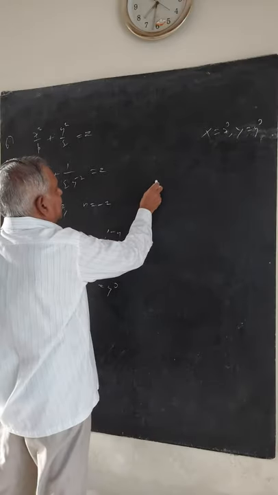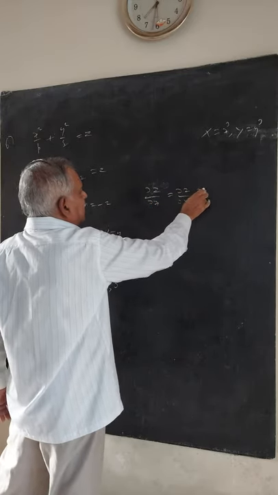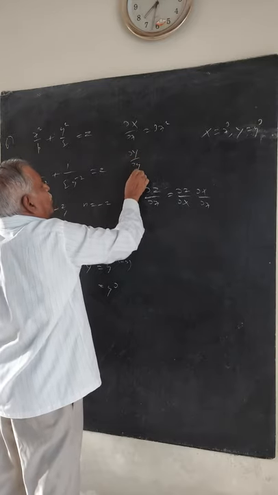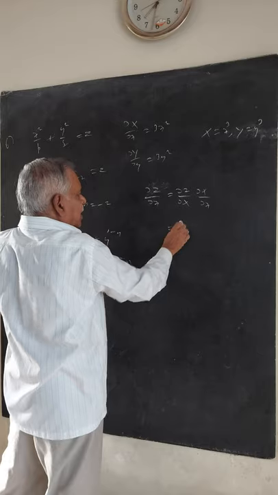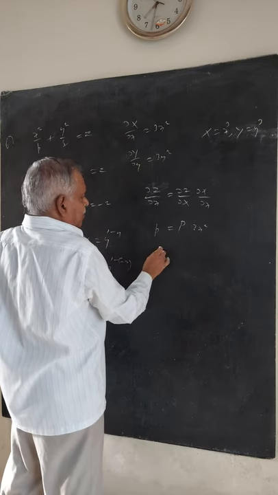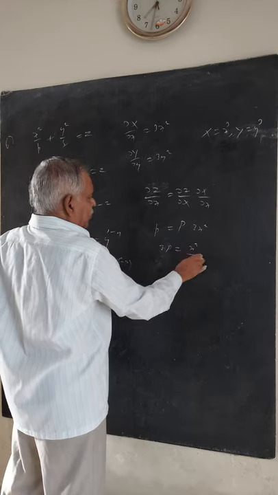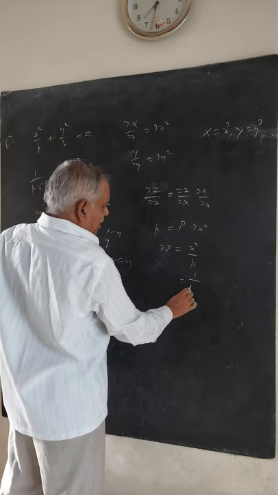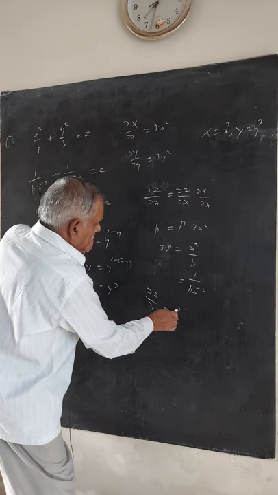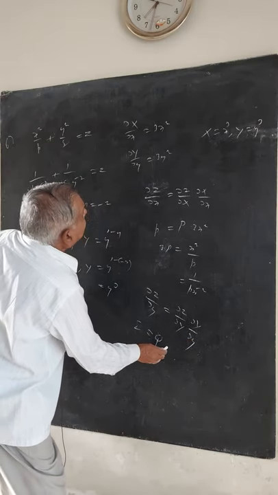Again, dz by dx: dou z by dou capital X into dou capital X by dou x, where dou capital X by dou x is 3x². Dou capital Y by dou y equals 3y². Here capital P into 3x² is small p, so 3P equals p by x². Similarly, dou z by dou y equals dou z by dou capital Y into dou capital Y by dou y, which is capital Q into 3y².